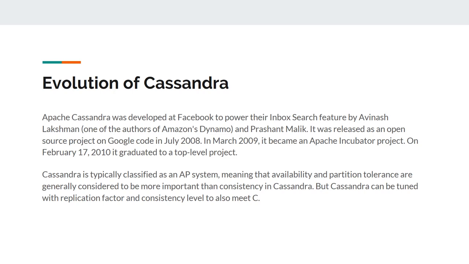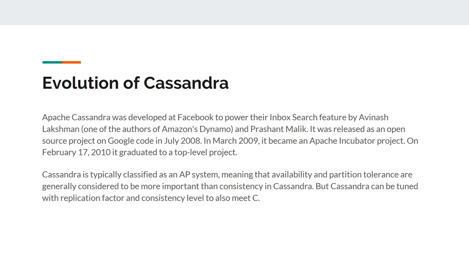Cassandra is typically classified as an AP system. The CAP theorem, which is also known as Brewer's theorem, states that it is impossible for a distributed computing system to simultaneously provide all three of the following guarantees: C, which stands for consistency, which says all nodes see the same data at the same time. A, which stands for availability, which is a guarantee that every request receives a response about whether it was successful or failed. And P, which stands for partition tolerance, which means the system will continue to operate despite arbitrary message loss or a failure of part of the system.